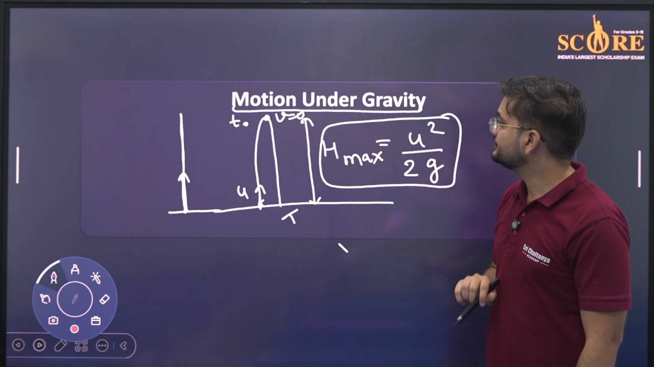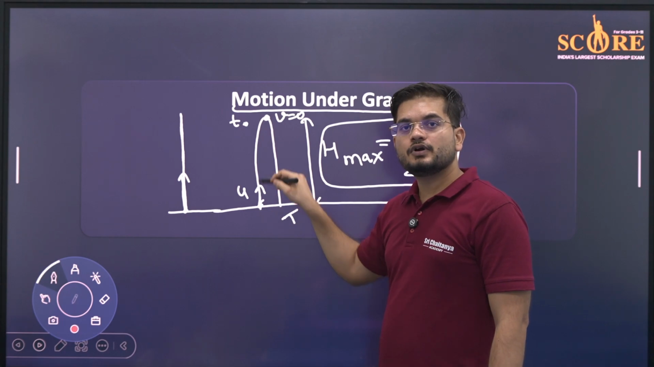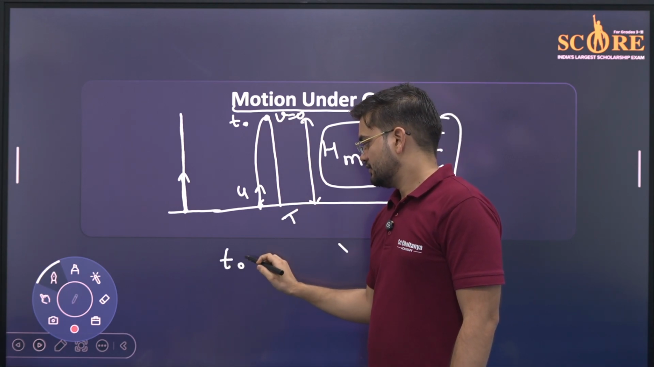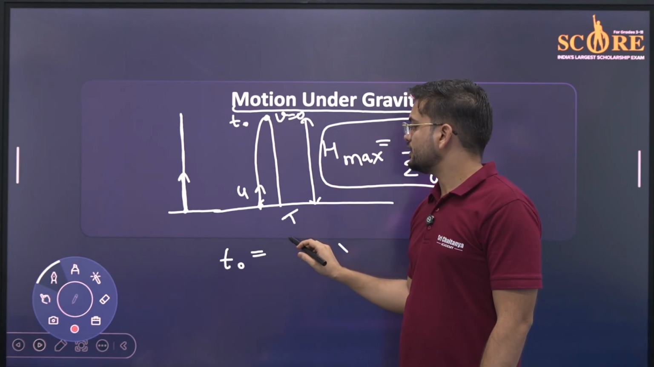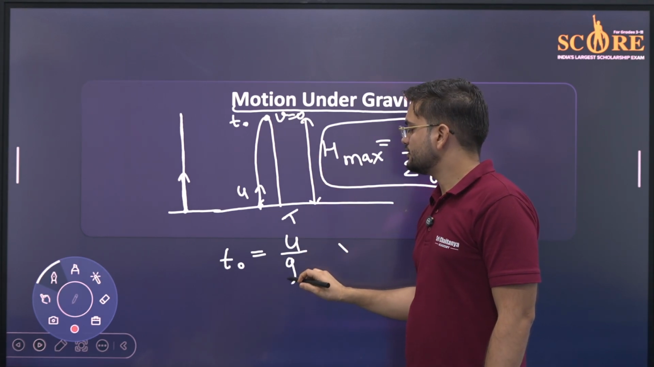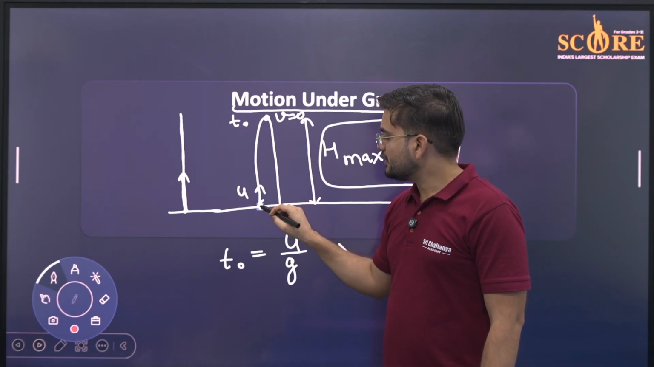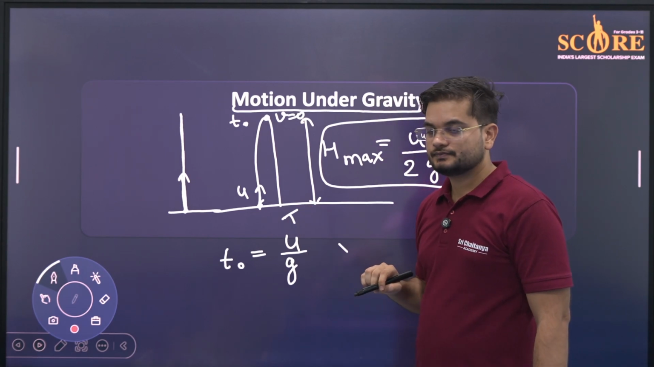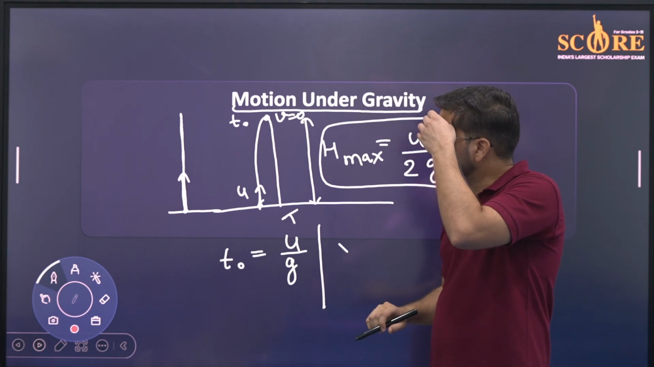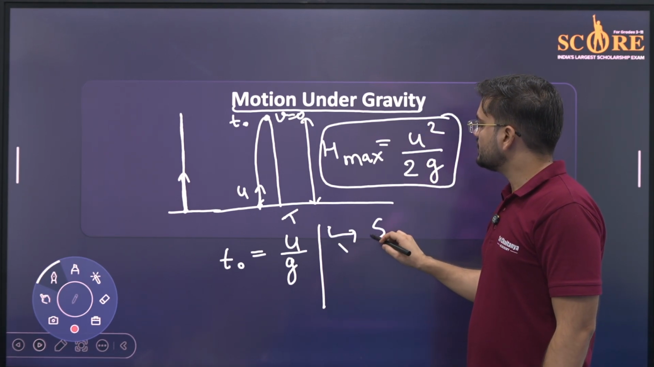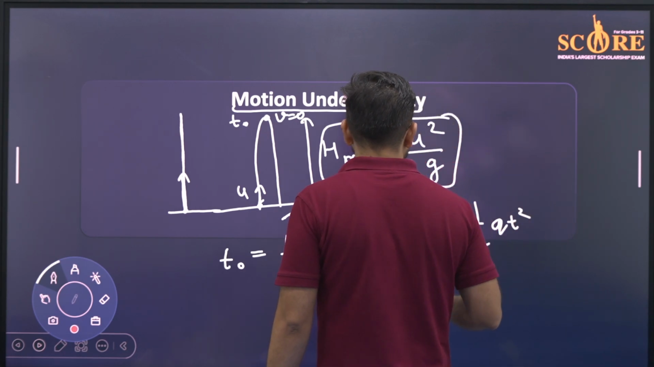First point to remember: T naught. By using v is equal to u plus at, you can achieve T naught is equal to u by g. Clear? And from initial point to final point, ground to ground, for the time taken by the particle, you can use s is equal to ut plus half at square.